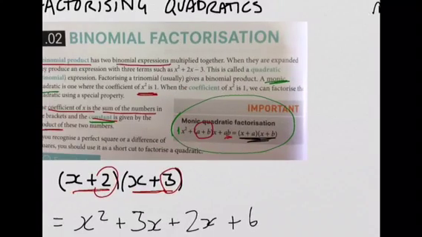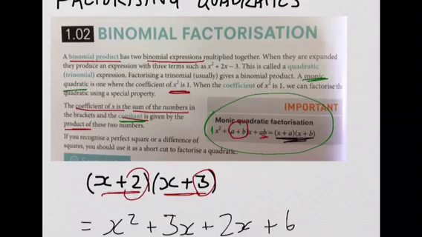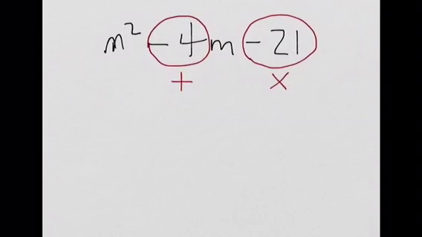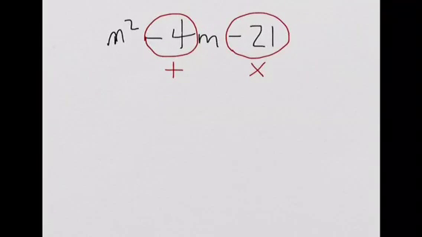And this is what it says in the book, where it talks about the coefficient of the x is the sum of the numbers in the brackets, and the constant is given by the product of these two numbers, sum being adding, product being multiplying. So let's look at this. Two numbers that add together to give us negative 4. Well, it could be negative 2 and negative 2, but if you multiply those together, you get positive 4. So there's a hint there in that we have a negative just here and a negative just here.